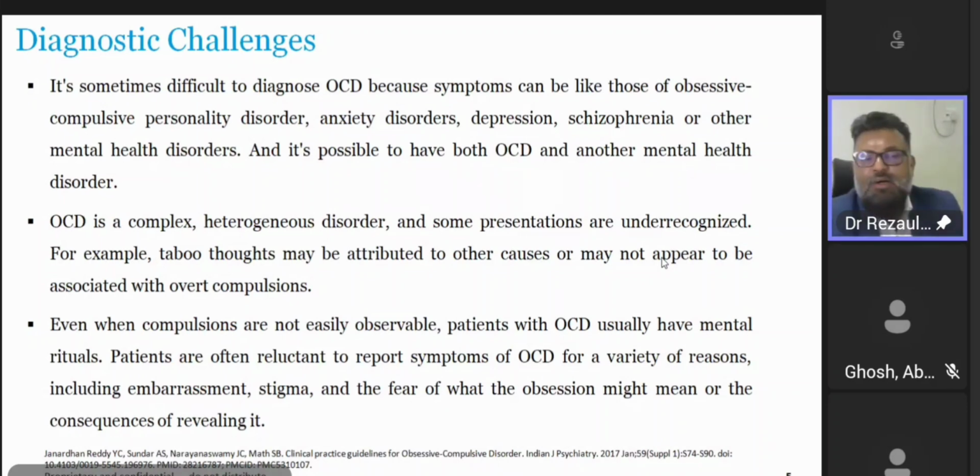It also notes that OCD is a complex and heterogeneous disorder, and some presentations are under-recognized. For example, taboo thoughts may be attributed to other causes or may not appear to be associated with overt compulsions. Even compulsions are not easily observable, and patients with OCD usually have some mental rituals. Patients are often reluctant to report OCD symptoms for a variety of reasons, including embarrassment if the obsessions are of sexual intent or blasphemy, or stigma, and fear of what the obsession might mean or the consequences of revealing it.